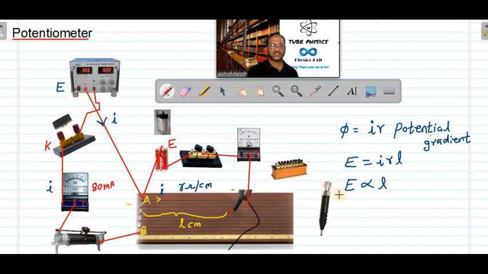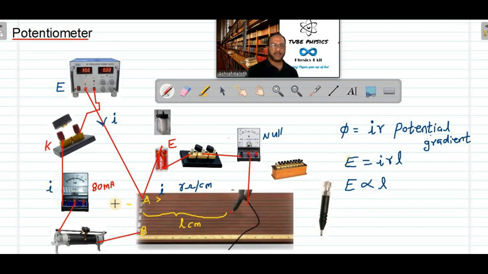What is the principle of potentiometer? At null deflection, means zero deflection in the galvanometer, the EMF of the cell in the secondary circuit will be proportional to the balancing length, provided the current in the primary circuit is maintained constant.